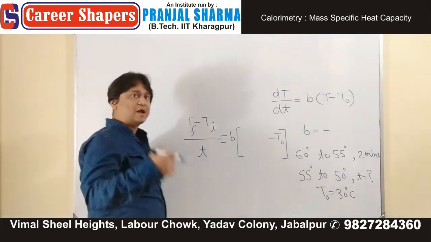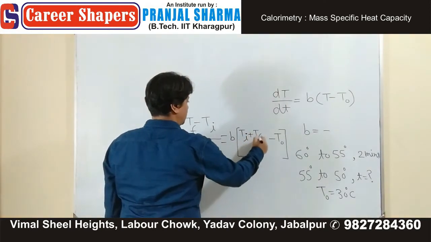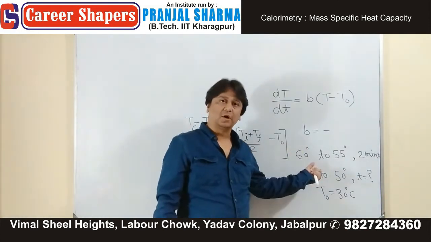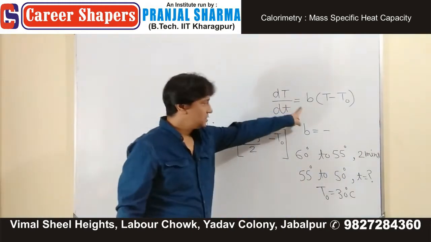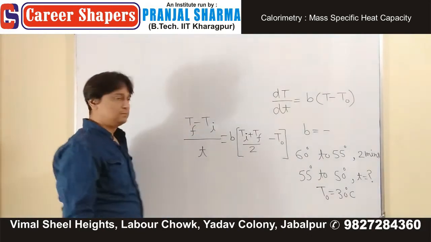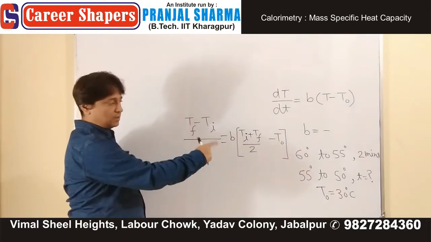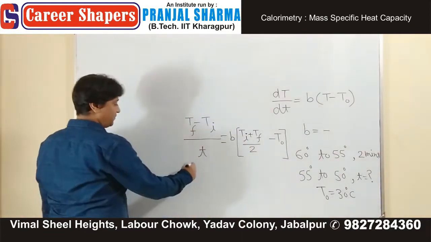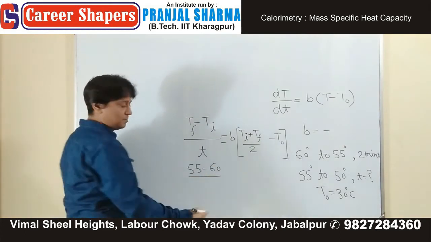So let's talk about average. We write T initial plus T final divided by 2. What should be the temperature of the body? Average of 60 and 55. This takes this shape. With this, how can we answer the question? T final minus T initial: this is initial temperature, this is final temperature. It becomes 55 minus 60 divided by time 2.